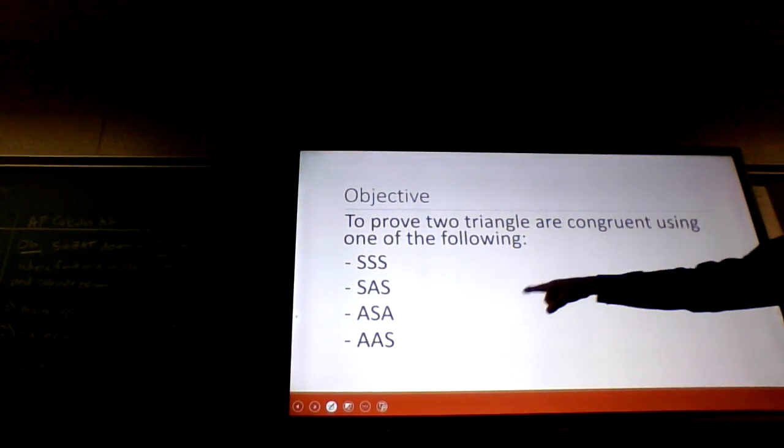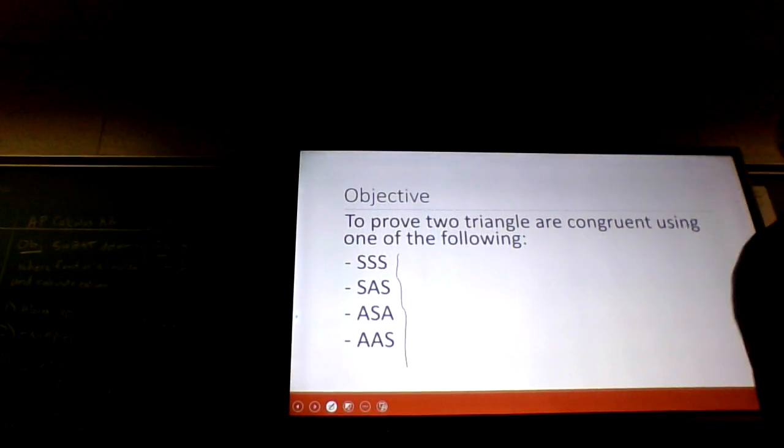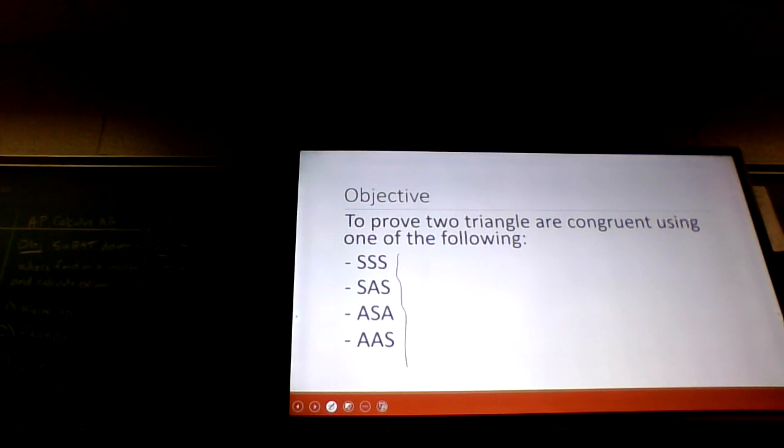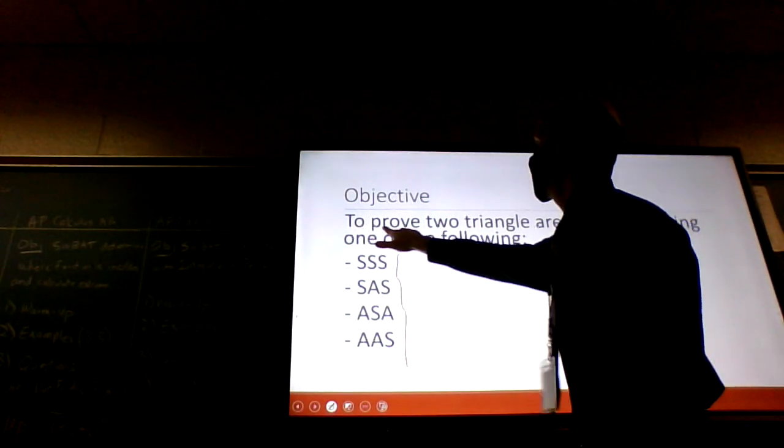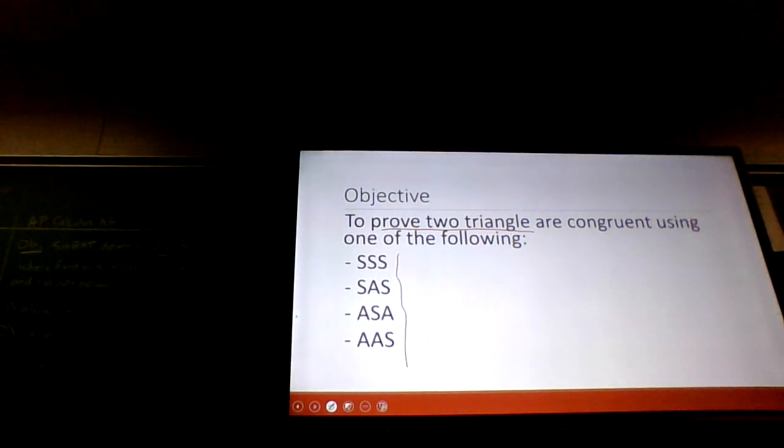Here's our objective, and these things right here aren't going to make any sense right now, but they will in a few minutes. I'm going to explain those. Our objective is to prove that two triangles are congruent, and we're going to use whatever those things are, SSS, SAS, and all that stuff, okay?